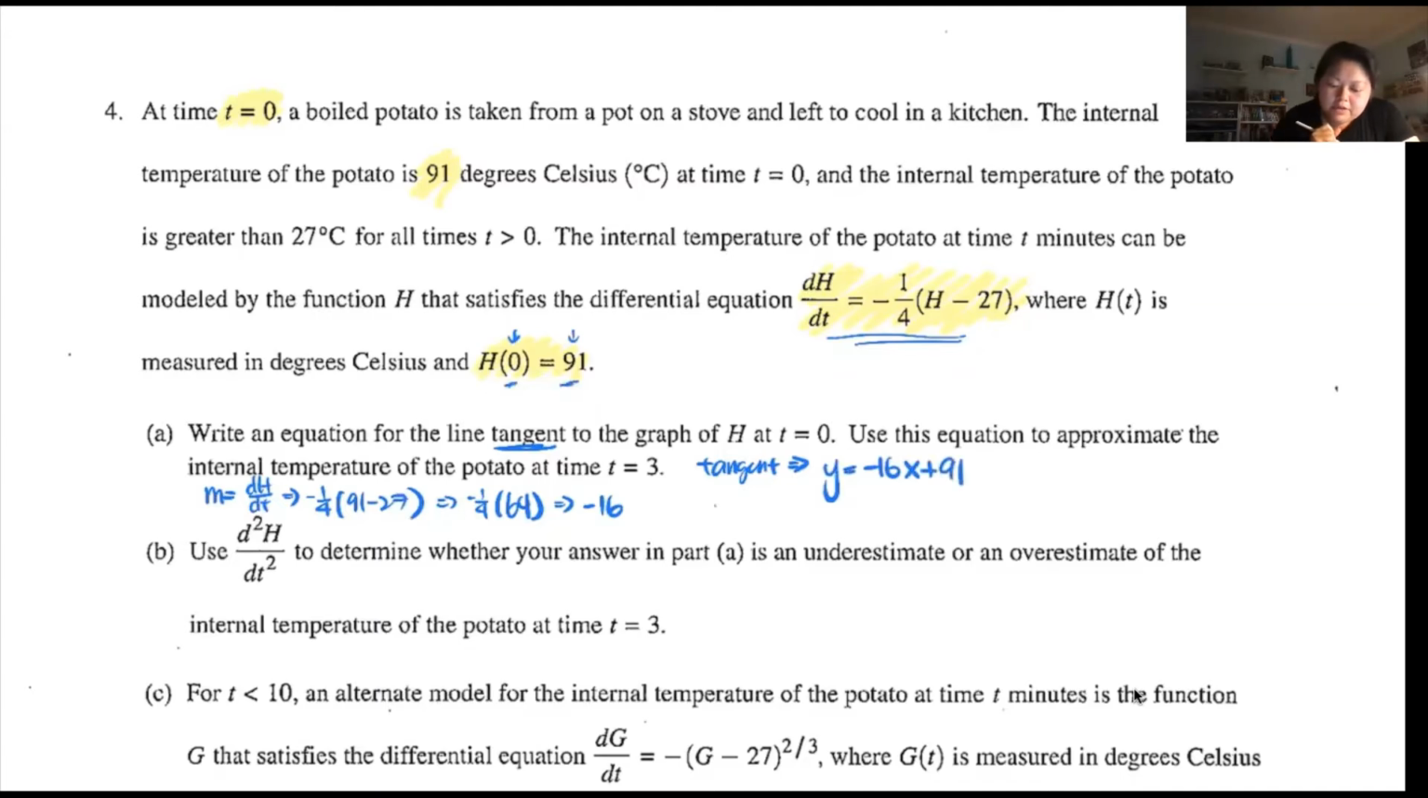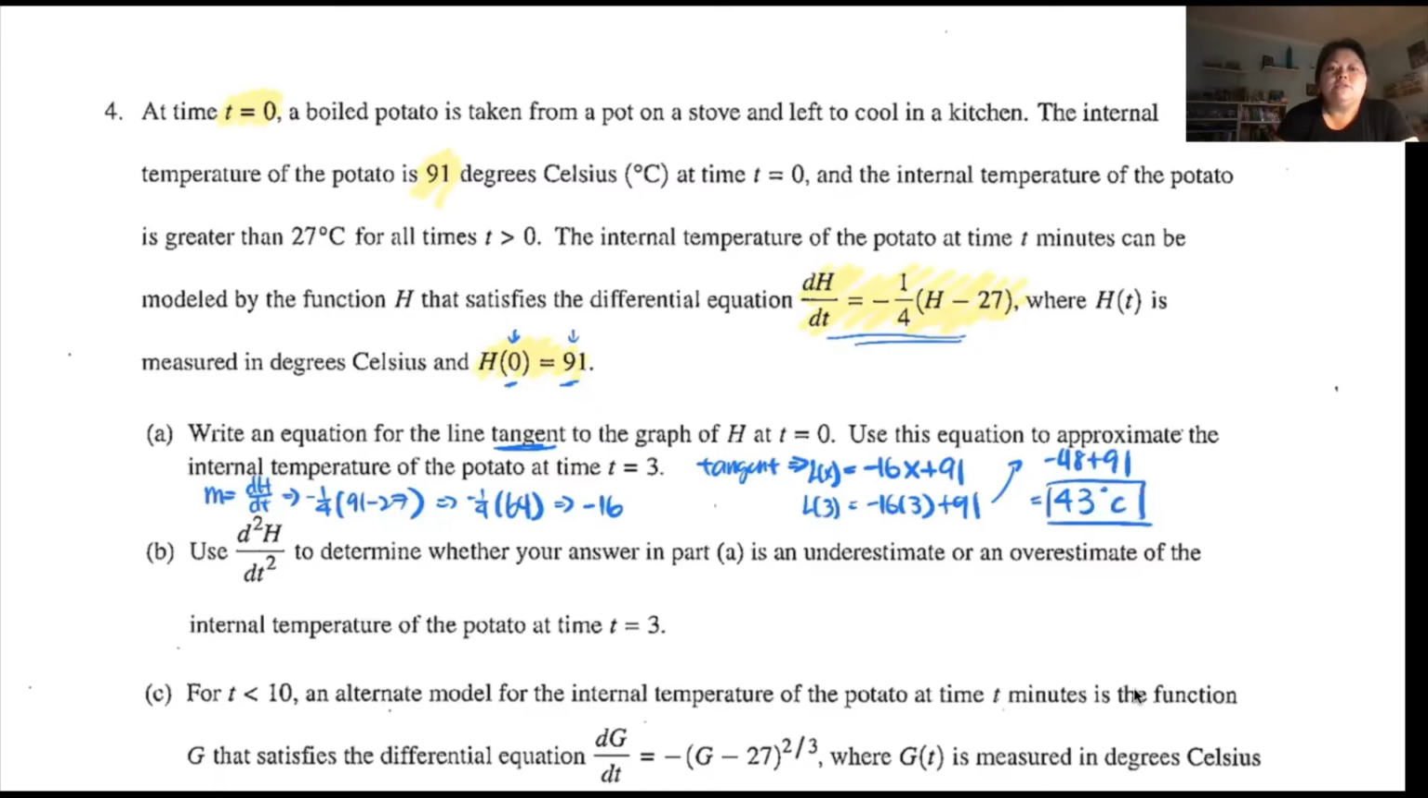Okay, so now we're going to use that to approximate t equals 3. Well, let's not put y. I think y is a little confusing that way. We can put L of x, right? That's a linearization. So we're going to approximate at 3. So negative 16 times 3 plus 91. That's negative 48 plus 91. That is 43, right? So it's about 43 degrees Celsius for my estimation.